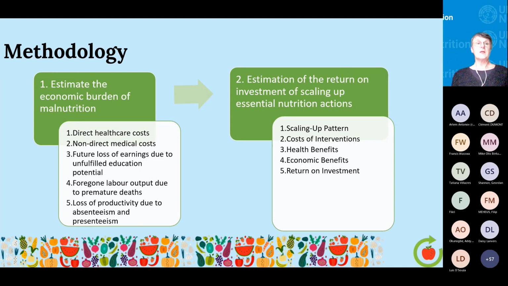So our methodology was to estimate the economic burden of malnutrition. We were looking at direct healthcare costs and non-direct medical costs. We were looking at the future loss of earnings due to unfulfilled education potential, foregone labour output due to premature deaths, and loss of productivity due to absenteeism and presenteeism. In the ROI of scaling up the essential nutrition actions, we looked at the scaling up pattern, the costs of the interventions, health and economic benefits, and of course, the return on investment. So if we can have the next slide, please.